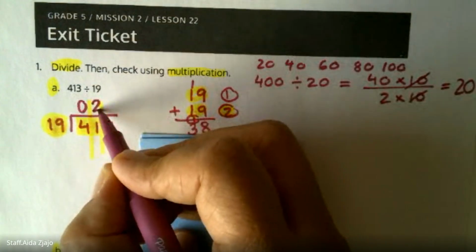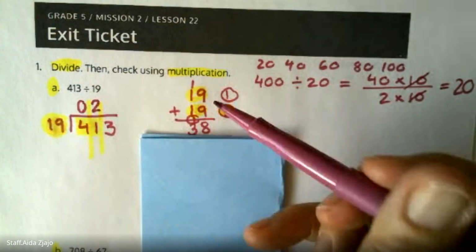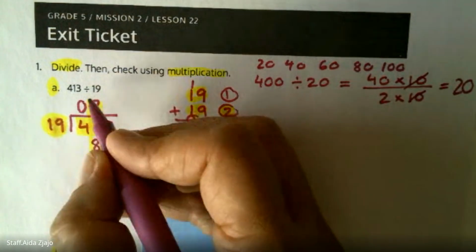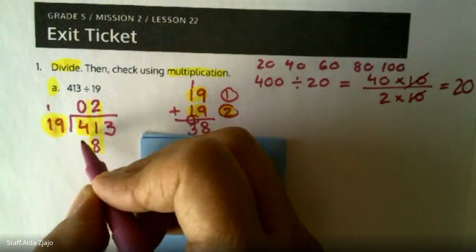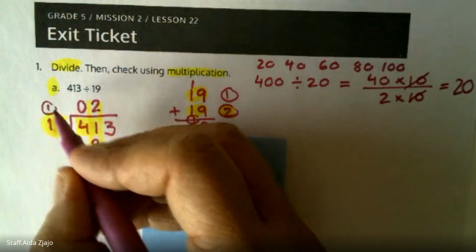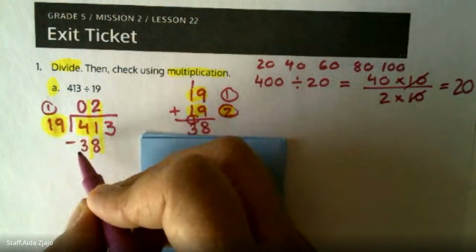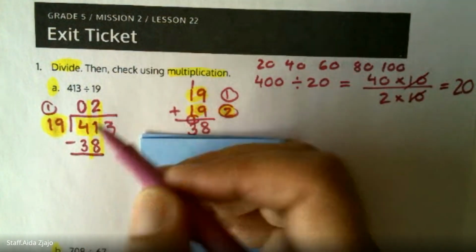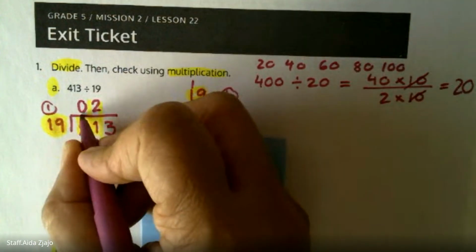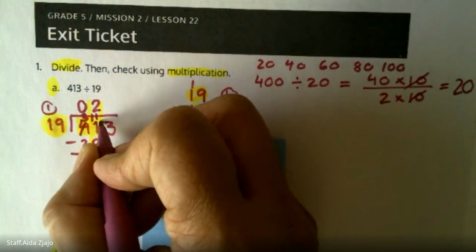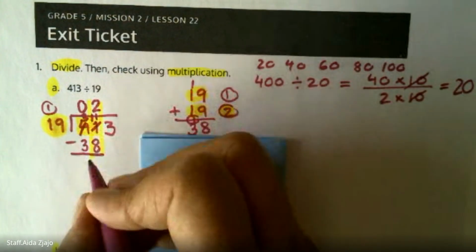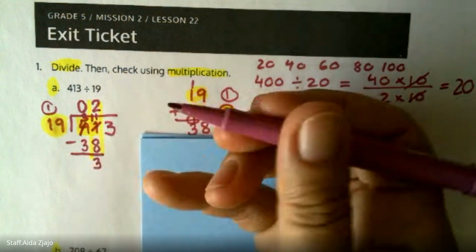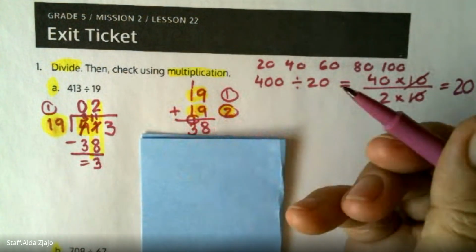So that is 2, and that means 2 times 19 is really 38. You can check. 2 times 9 is 18, and remember 1. 2 times 1 is 2, and plus 1 is 3. Now I have to subtract. I can do 1 minus 8. I have to regroup. So this is 3, and then 10 plus 1 is 11. 11 minus 8 is 3, because 3 plus 8 is 11. And 3 minus 3 is nothing. So I have a remainder of 3.